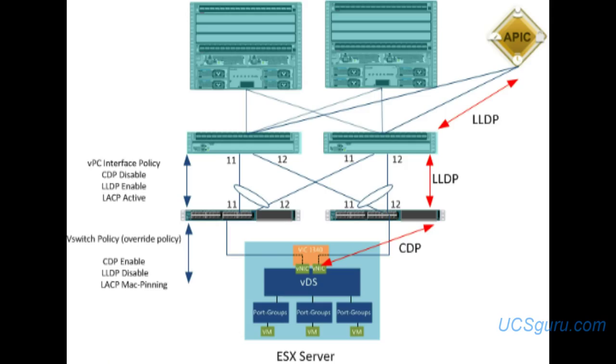So just to make that a little clearer, you can see in this diagram exactly where we will be using those policies. Between the leaf switch and the fabric interconnects, we'll have CDP disabled, LLDP enabled, LACP active, because that will be the VPC, and we've got two VPCs, one for each fabric interconnect. And then below the fabric interconnects, we'll be using CDP enable, LLDP disable, and LACP MAC pinning. Now, because that is a different connectivity requirement to the main one specified in the AEP, we will be specifying an override policy, which APIC refers to as a vSwitch policy, which we'll see in the next configuration.